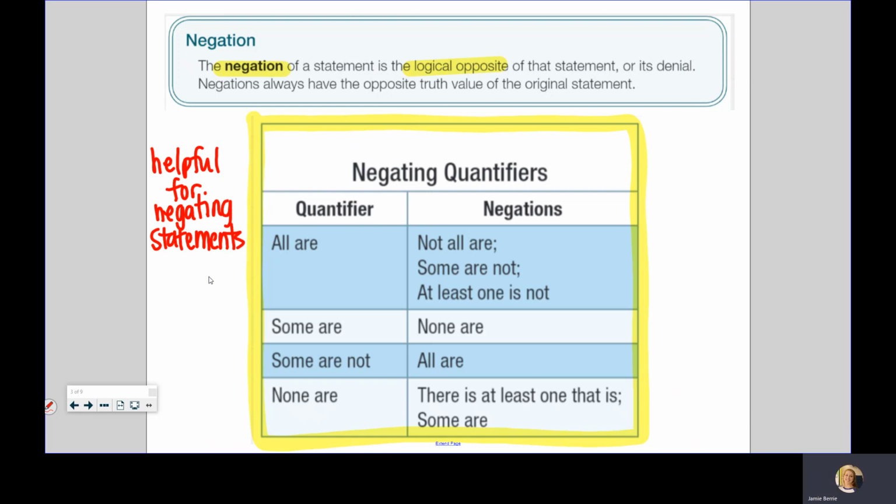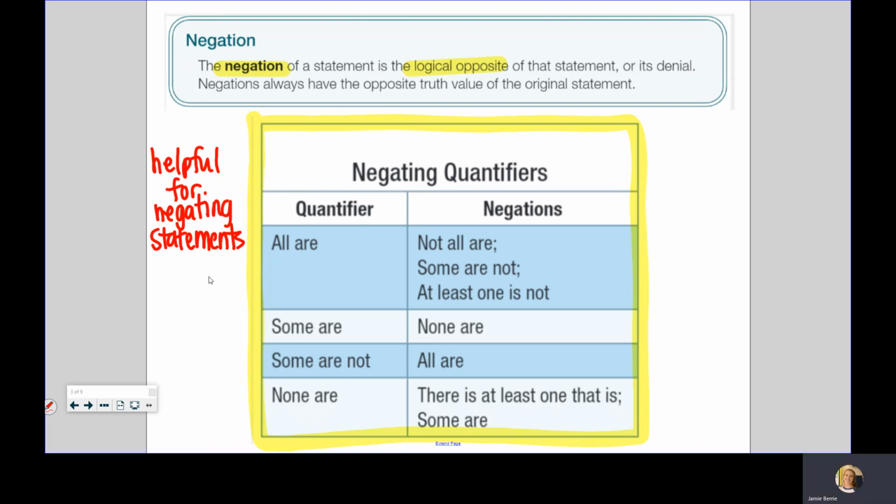All right, so if you have something like all dogs are brown, you could negate that statement by saying any one of these. You could say not all dogs are brown, some dogs are not brown, or at least one dog is not brown. The negation of the quantifier some are would be none are. Like some of the flowers are pink. The negation of that would be none of the flowers are pink.